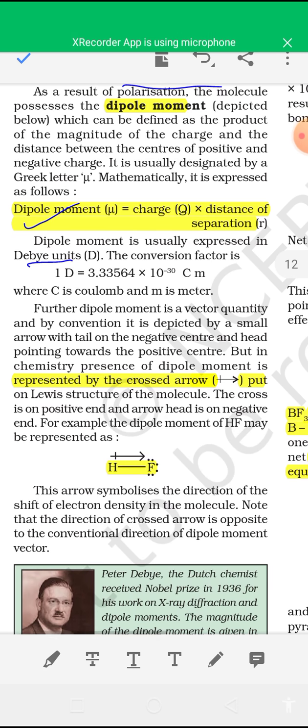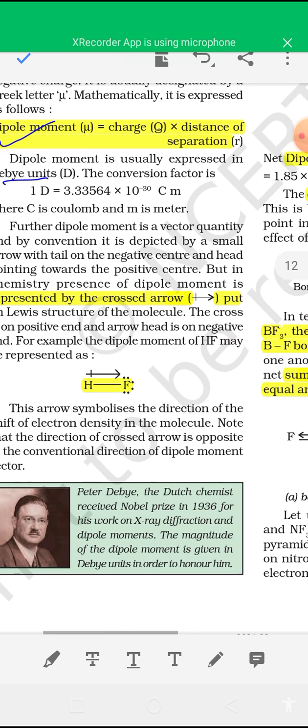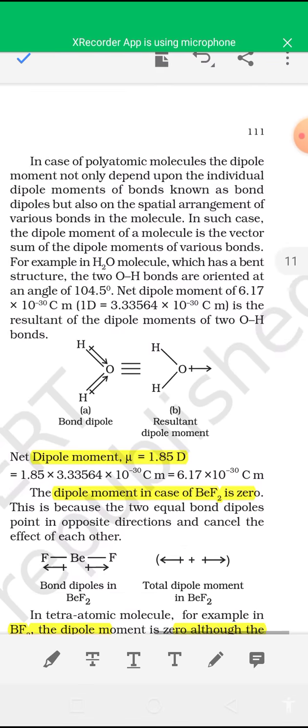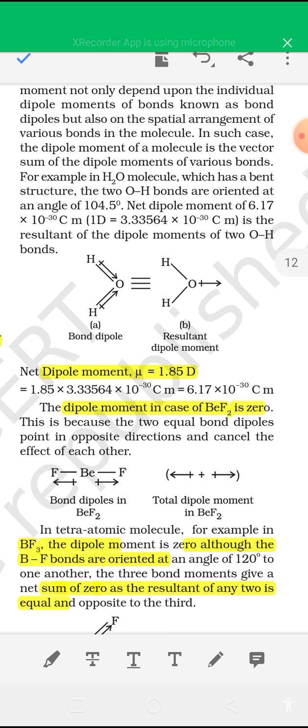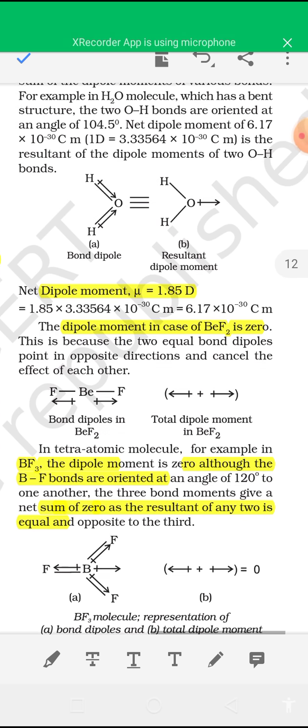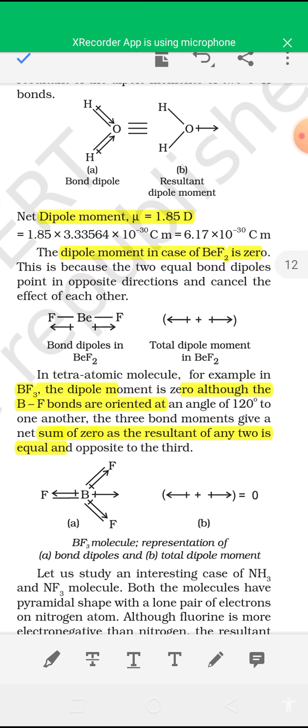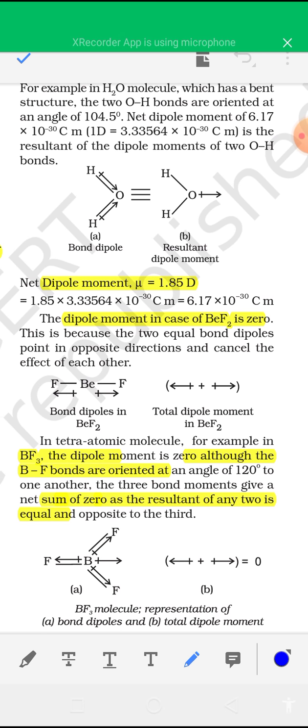Okay, so based on dipole moment, covalent compounds are of two types. One is polar covalent compounds, another is non-polar covalent compounds. And non-polar covalent compounds have zero dipole moment. Always remember that. Okay. And dipole moment is represented by a crossed arrow. I have told in the last class. And in the last live class or in the last video, I have not given an example of a molecule having zero dipole moment or positive dipole moment. In this video I am giving some examples of covalent compounds having positive dipole moment.